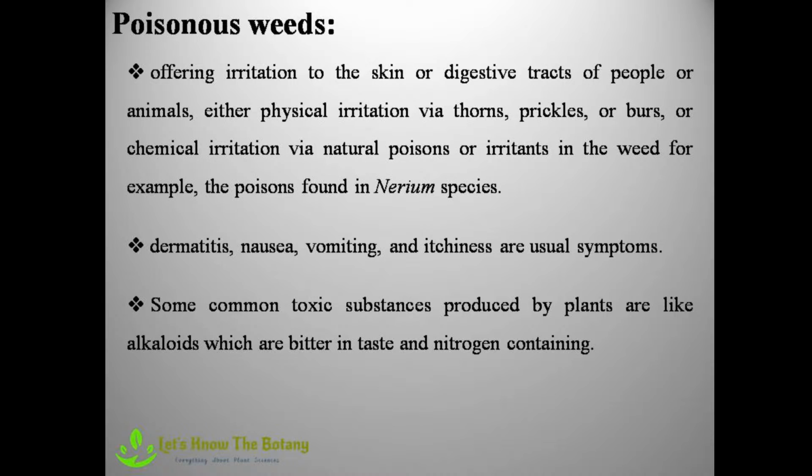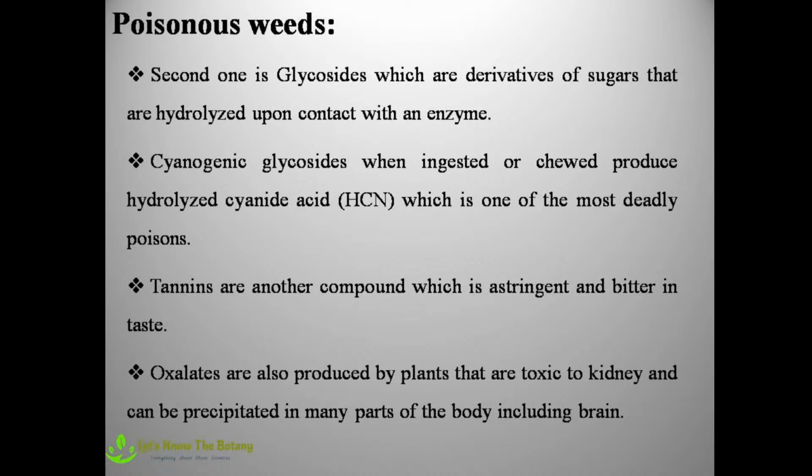Some common toxic substances produced by plants are, first, alkaloids, which are bitter in taste and nitrogen containing. Second is glycosides, which are derivatives of sugars that are hydrolyzed upon contact with an enzyme. Cyanogenic glycosides, when ingested or chewed, produce hydrocyanic acid, that is HCN, which we well know is a most deadly poison. Tannins are other compounds which are astringent and bitter in taste.